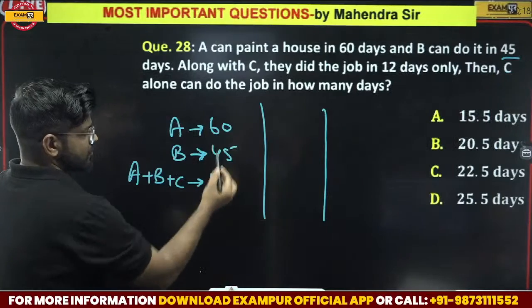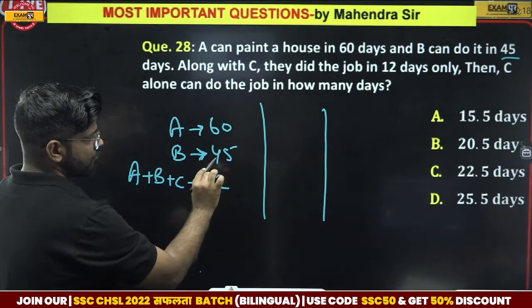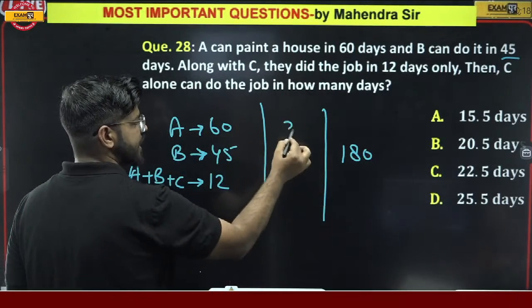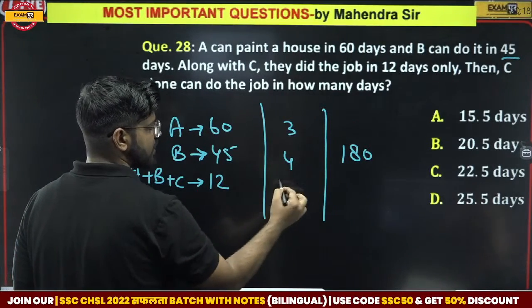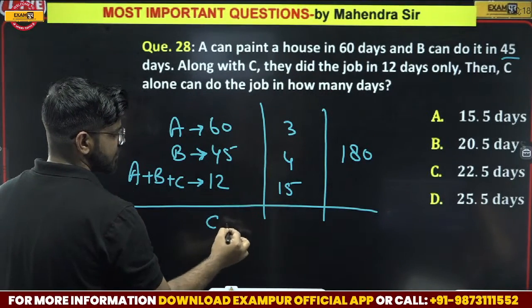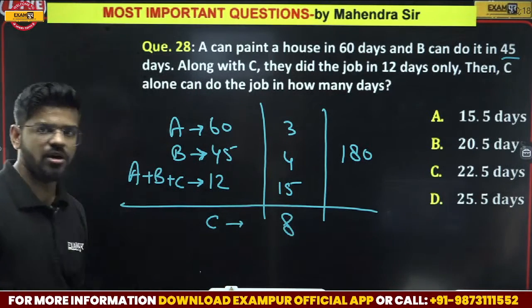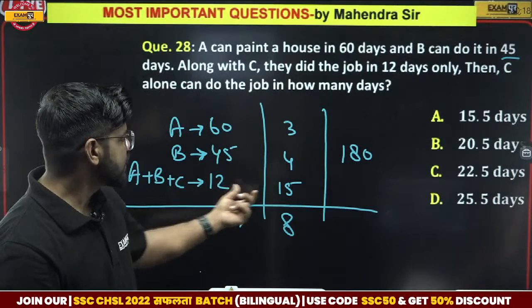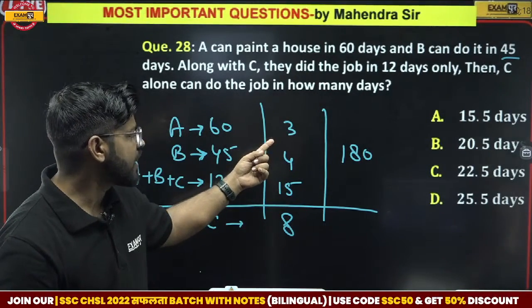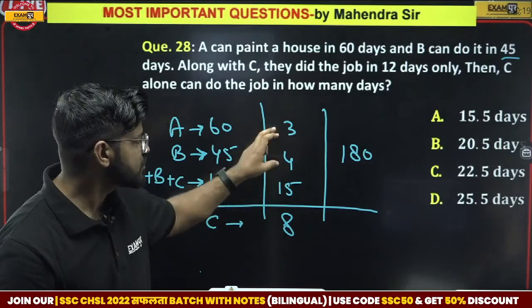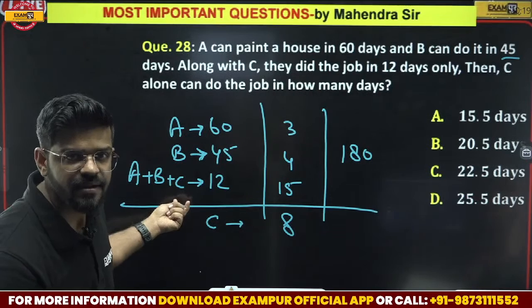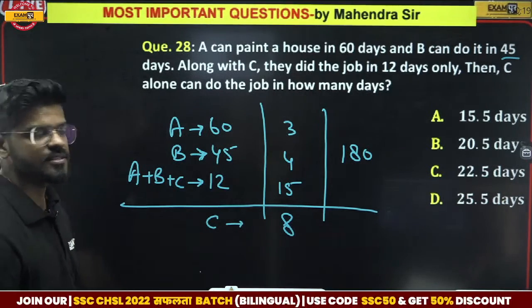Okay, so now what is the LCM? Now 45 doubled is 90, twice that is 180. 180 will be the LCM. 60 gives 3 times, 45 gives 4 times, 12 will give 15 times. Now C will be 8. Together they have 15. Together they can eat 15 chocolates. But A can eat 3 and B can eat 4. That means together A and B can eat 7.